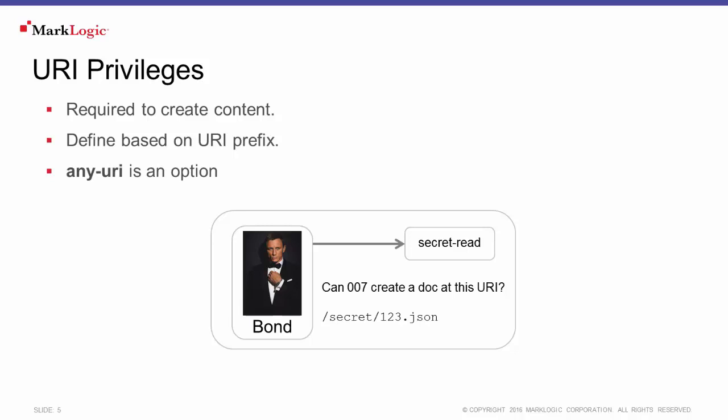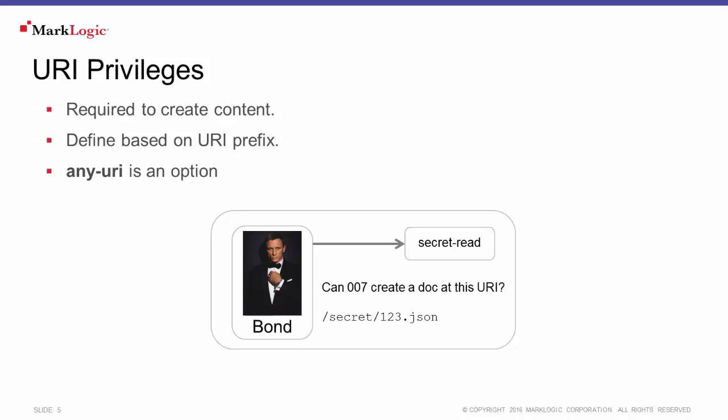So let's think about the example that we've been working with in this series. We know that Bond is our user and that Bond has the secret read role. So the question is, should Bond be able to create a document at a URI of /secret/123.json? Well, the answer to that question is only if the secret read role allows it. And based on our initial security configuration, it does not.